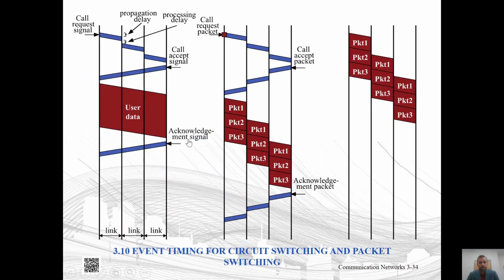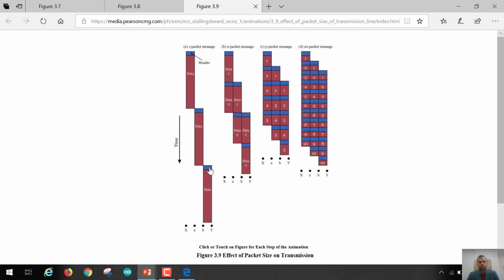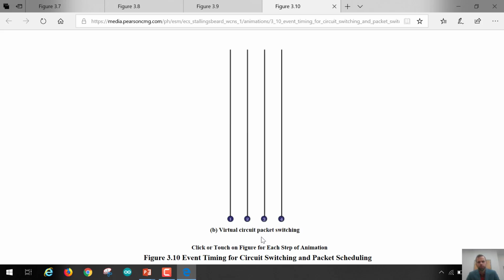Okay, so I have event timing for circuit switching and packet switching. I think we have like one or two more charts here, but this is an animation that's worth going over. All right, so virtual circuit packet switching. Essentially what you have here is the call request packet. The call request starts being sent by node 1. So this is node 1, 2, 3, and 4. There's a slight delay. Remember that time is on the vertical axis here.